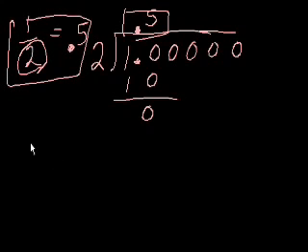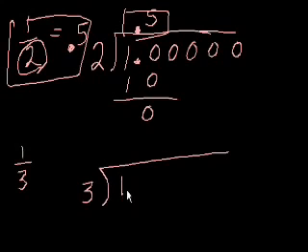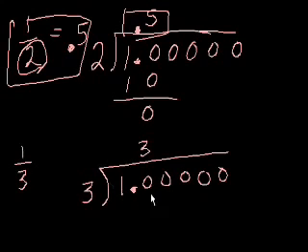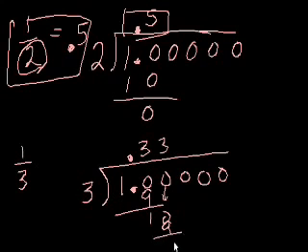Let's do a slightly harder one. Let's figure out 1/3. Well, once again, we take the denominator, 3, and we divide it into the numerator. And I'm just going to add a bunch of trailing zeros here. 3 doesn't go into 1. 3 goes into 10 3 times. 3 times 3 is 9. Subtract, get a 1, bring down the 0. 3 goes into 10 3 times. And actually, this decimal point is right here. 3 times 3 is 9.